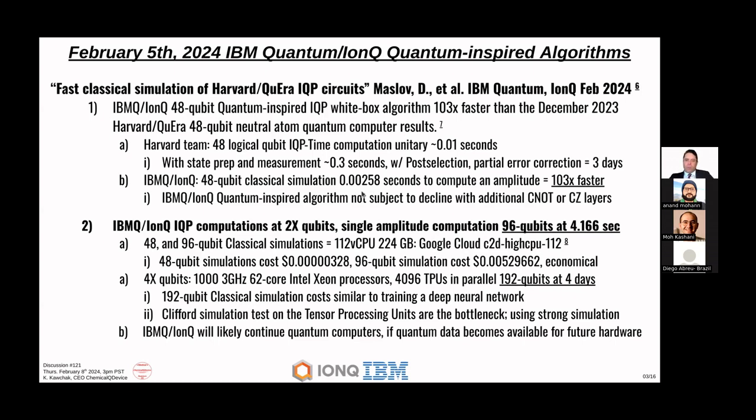Now, for the classical computer, it's just taking a fraction of a second to do a 48 qubit circuit. And this is not super hardware. It's like 224 gigabytes of RAM on 112 virtual CPUs. So what it is, it's 0.3 seconds divided by 0.00258, which is approximately 100 times faster, is where they get that number for the 100x.